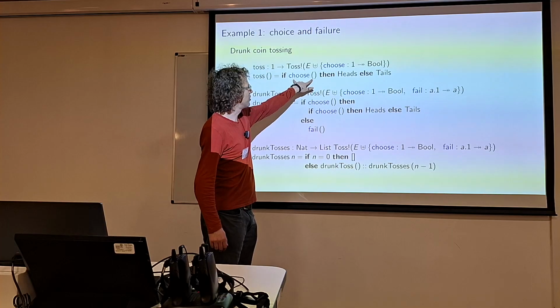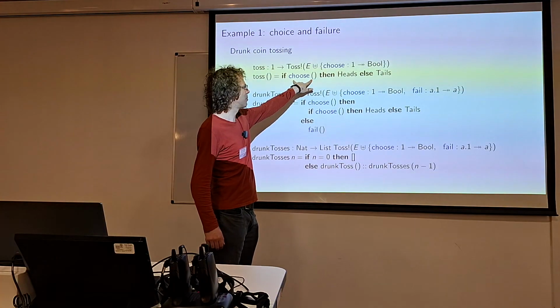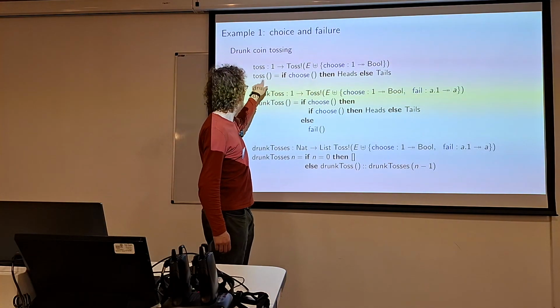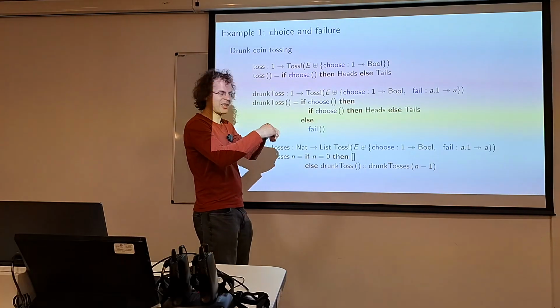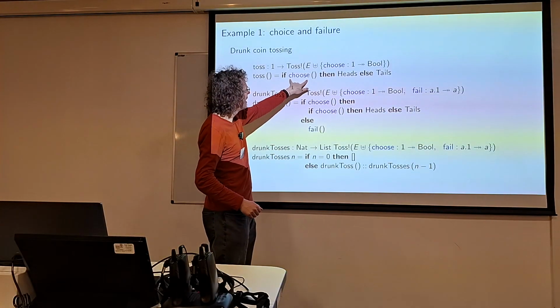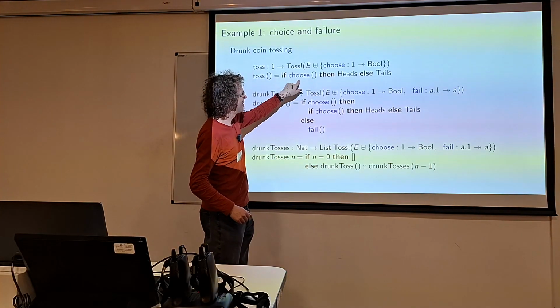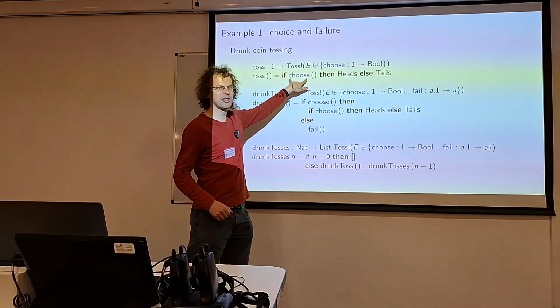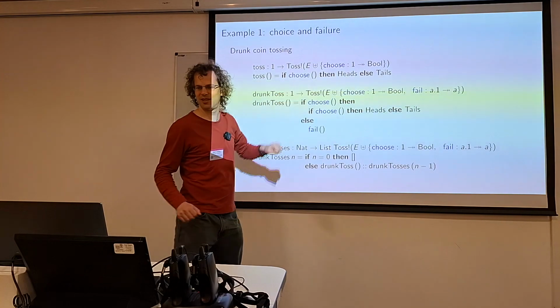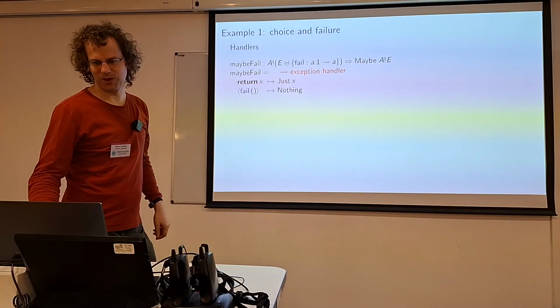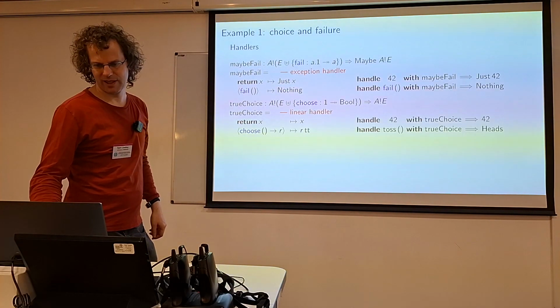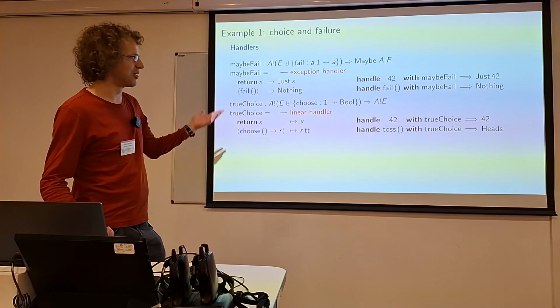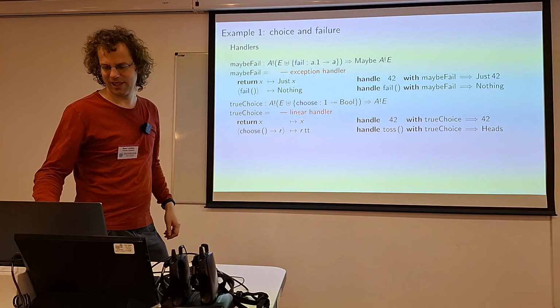When you do the choose, well, what is the rest of the program in that, or the bit of the computation you're handling, the rest of toss? It is if something, then heads, else tails. So we just substitute that with true, is all that happens in that case. So we just get heads, as you see.